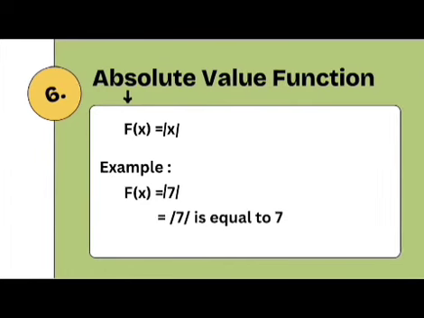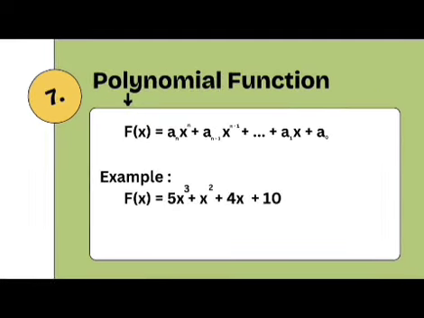Let's continue on to our sixth type of function, the absolute value function. An absolute value function is a function that returns the distance of a number from 0. Let's see the represented equation, where f(x) is equal to the absolute value of x. Example: f(x) = |7|, which is equal to 7.